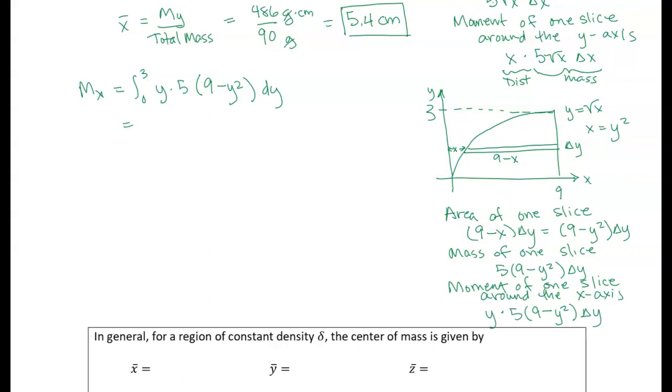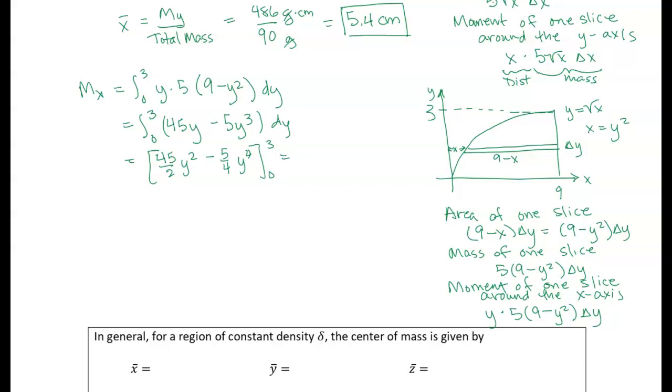All right, let's clean this up a little bit. Integral from 0 to 3. If I distribute this y times 5, then I get 45y minus 5y cubed, dy. That's not too bad to integrate. So I'm going to get 45 over 2 y squared minus 5 over 4 y to the 4th, and I want to evaluate that from 0 to 3.